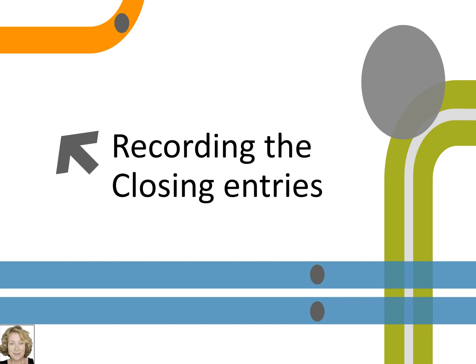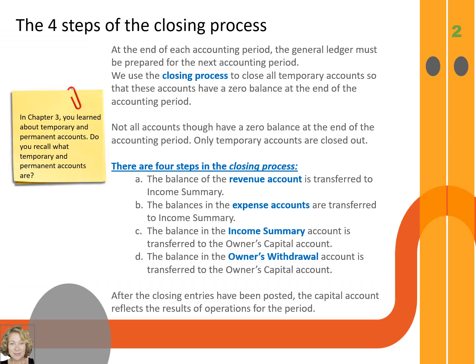Let's talk about the closing entries and why accountants record them. At the end of each accounting period, the general ledger must be prepared for the next accounting period. We call that the closing process. And there are 4 steps or tasks that accountants must complete to close the ledgers for any accounting period.